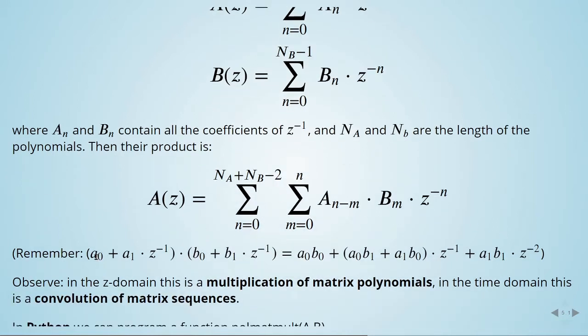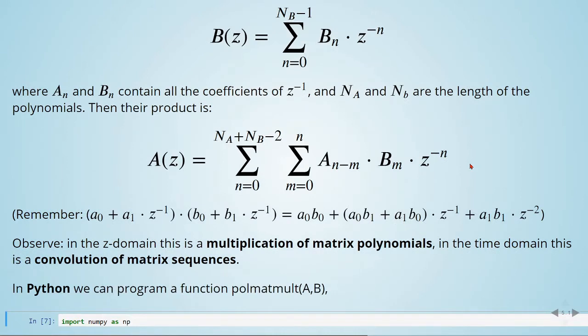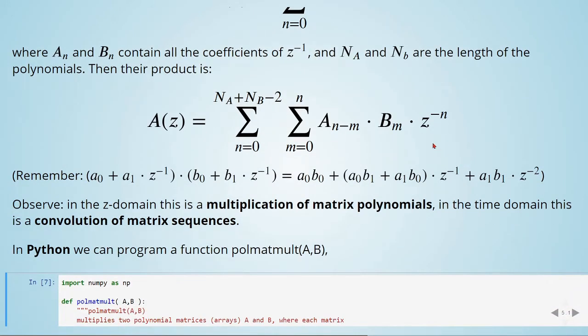Remember that a0 plus a1 z to the power of -1 times b0 plus b1 z to the power of -1 is given by a0 b0 plus (a0 b1 plus a1 b0) times z to the power of -1 plus a1 b1 times z to the power of -2. Observe that in the z domain, this is a multiplication of matrix polynomials. In the time domain, this is a convolution of matrix sequences.